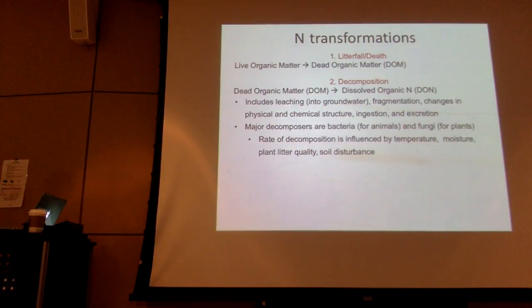The rate of decomposition is influenced by temperature, moisture, plant litter quality, soil disturbance. These things make a lot of sense if you're thinking about, okay, well, decomposition is being done by a live organism. Live organisms require particular conditions for doing well and for growing.